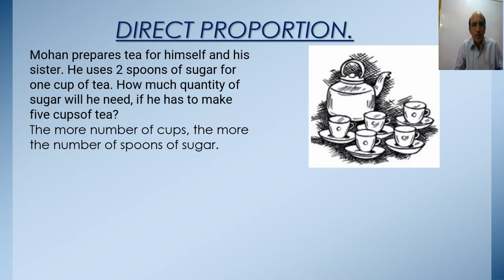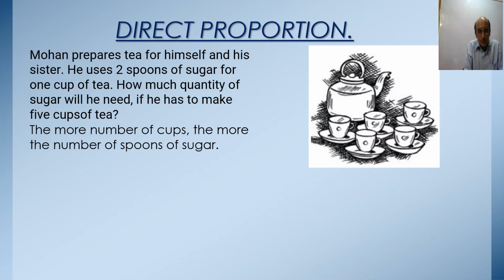Mohan prepares tea for himself and his sister. He uses 2 spoons of sugar for 1 cup of tea. How much quantity of sugar will he need if he has to make 5 cups of tea?